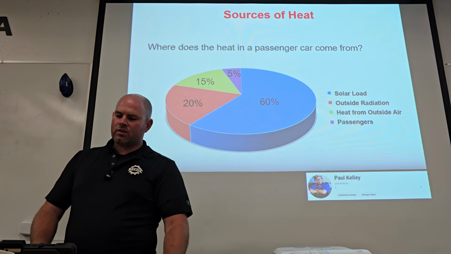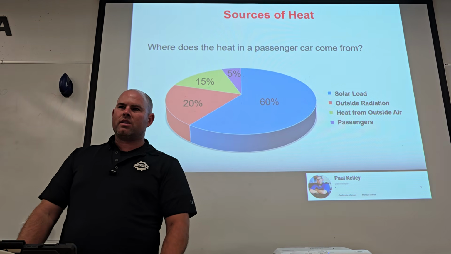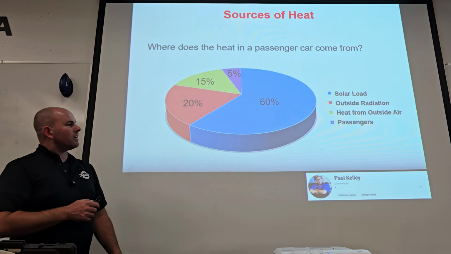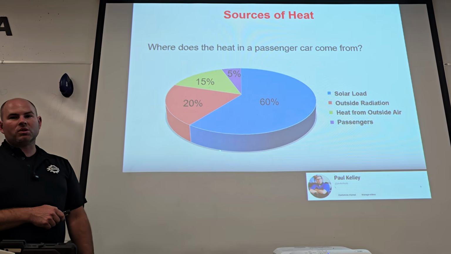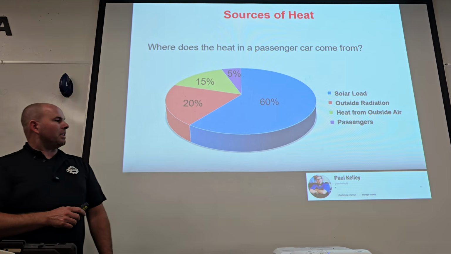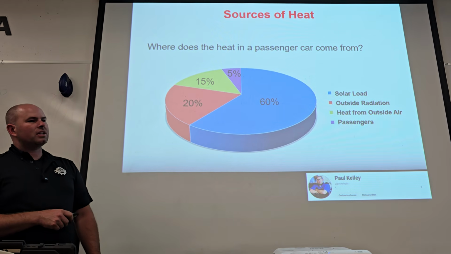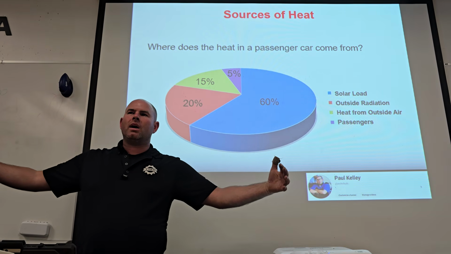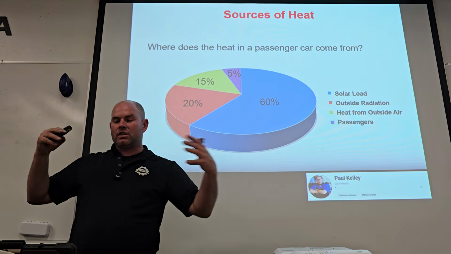All right, now let's look at where the heat comes from, because this is a relevant factor to consider. Yeah, some of it's from the sun, but look, solar load, that's 60%. That's the sun. But that's not all. Outside radiation. What that would mean is the heat from things around it.